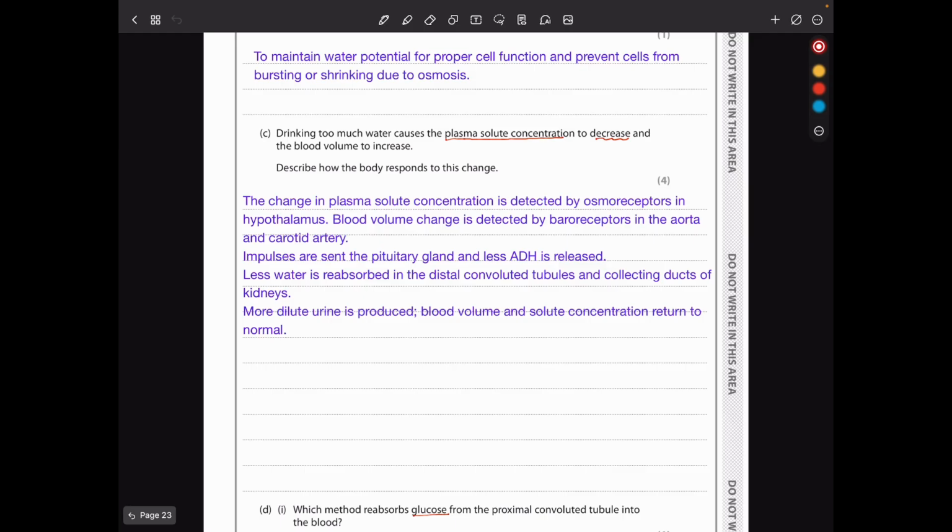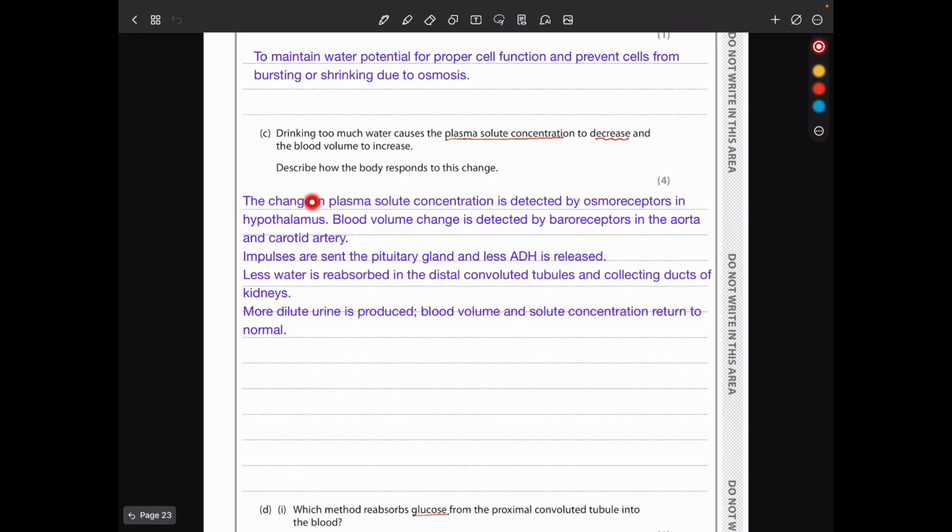So I say to maintain water potential for proper cell function and prevent cells from bursting or shrinking due to osmosis. In part C, drinking too much water causes the plasma solid concentration to decrease and the blood volume to increase. Describe how the body responds to this change. When the blood volume increases, meaning there is much water, ADH will not be released, and so more urine is going to be produced. But when the blood volume decreases, the pituitary gland is going to release ADH, which is going to cause the kidney tubules, like the distal convoluted tubules, as well as the collecting ducts, to reabsorb more water in order to return the blood concentration to normal.